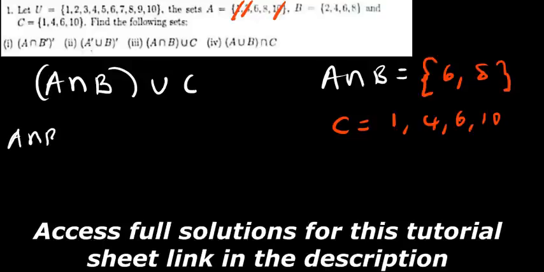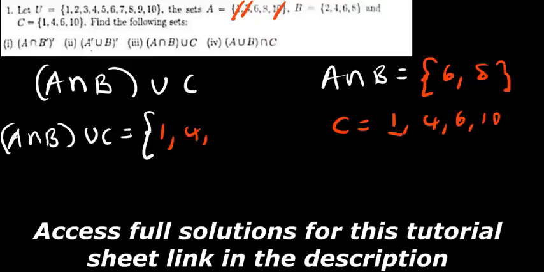Now we want to union this with C. C is 1, 4, 6 and 10. So we can clearly see that A intersection B, then union C is going to be the numbers, where a number that appears twice we write once. So the first one is 1, the second one is 4, then 6, then 8, then 10. So this ends there.